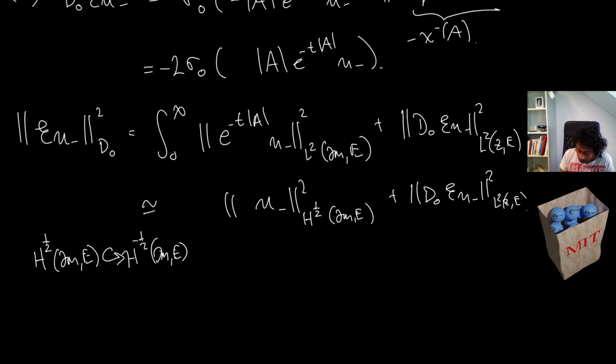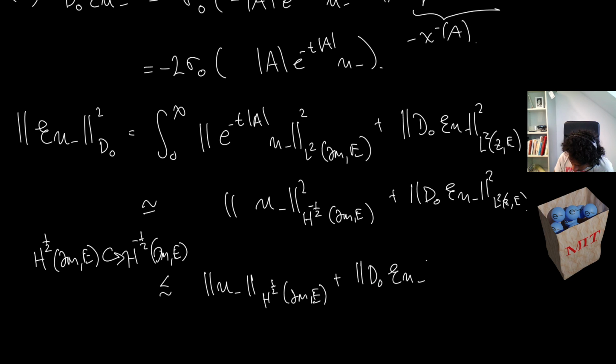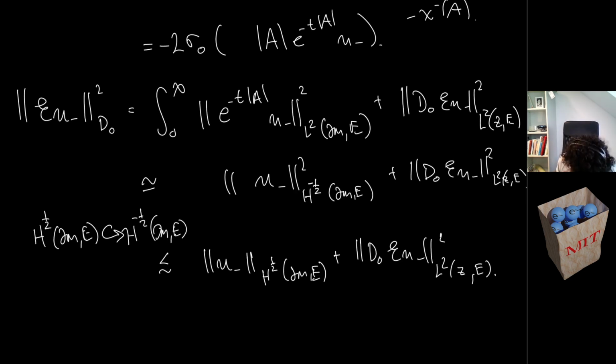But H half embeds, in fact it's a compact embedding, into H minus a half. So then this means that we get u in H half of the boundary, plus now we are left with having to estimate this second term. So what's the second term? The second term is Eu, squared in L2. Let's now unravel this second term.